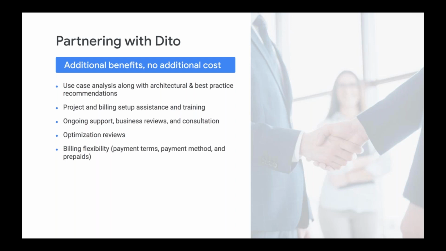Billing flexibility. If you sign up directly with Google, really your only option is to register a credit card, and that credit card is charged automatically on a monthly basis. If you work with a partner like Dida, we can handle any sort of invoicing option that makes sense for you, maybe some specialized payment terms, payment method, as well as annual prepaid options.